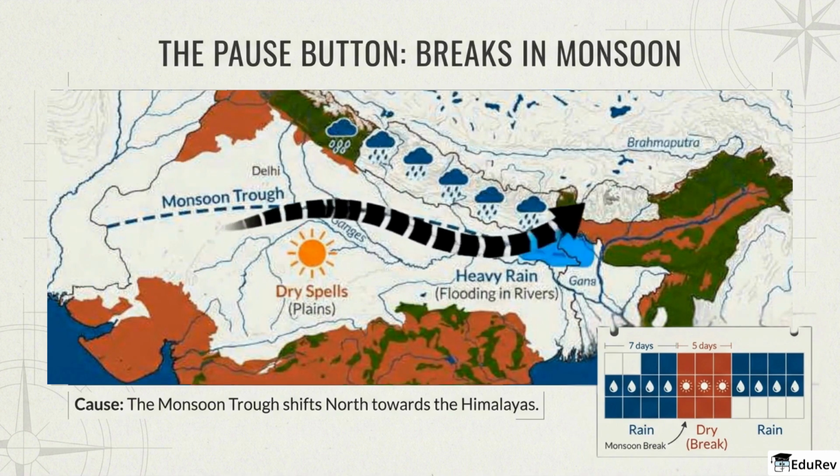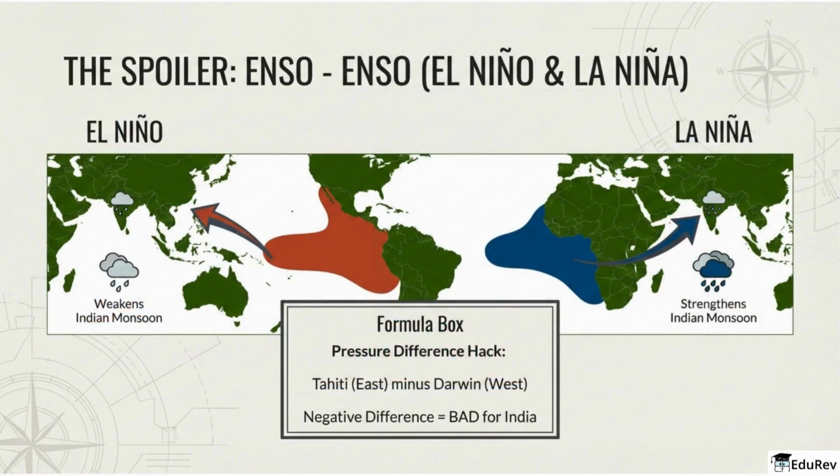Now we introduce a global spoiler, ENSO, El Niño Southern Oscillation. This is a Pacific Ocean atmosphere phenomenon. El Niño weakens the Indian monsoon. La Niña strengthens it. Pressure difference between Tahiti and Darwin acts as an indicator. When pressure patterns resemble El Niño, monsoon circulation weakens. So even though the monsoon is Indian, its stability depends partly on the Pacific.